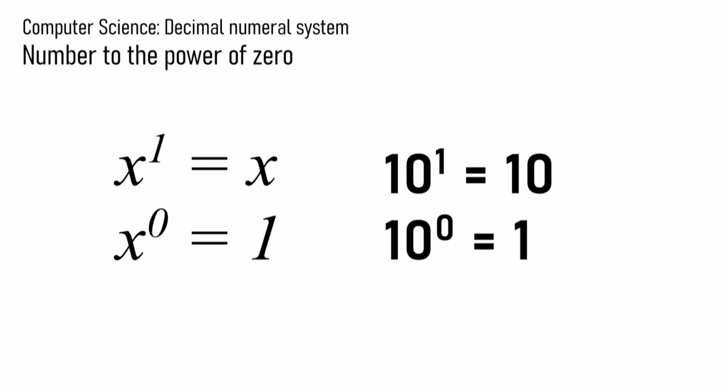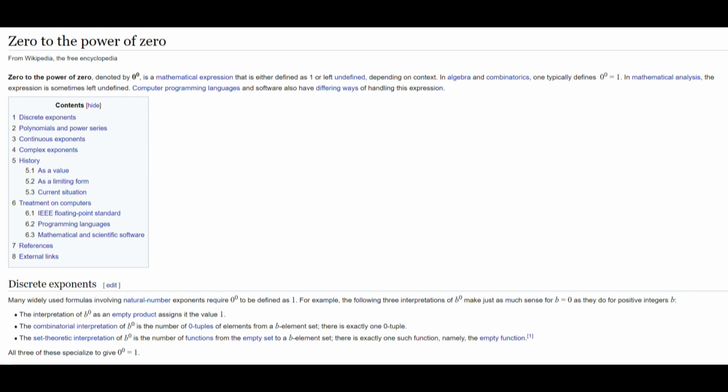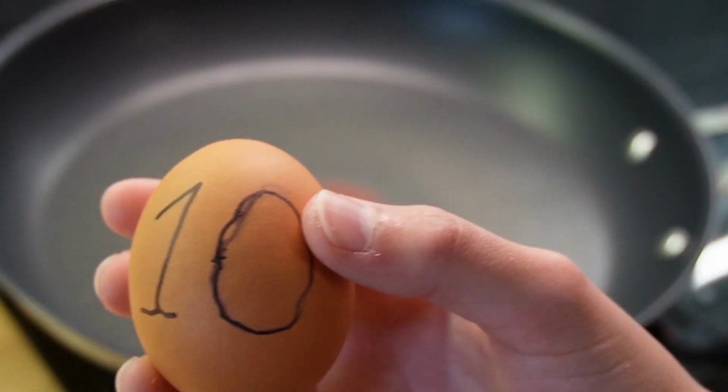Second note. Any number to the first power is equal to itself. That is, 10 to the first power is 10. But 10 to the power of 0 is 1. Surely you will find a lot of videos on YouTube explaining why it is so. Just remember, any number to the power of 0 is 1. Such is mathematics.